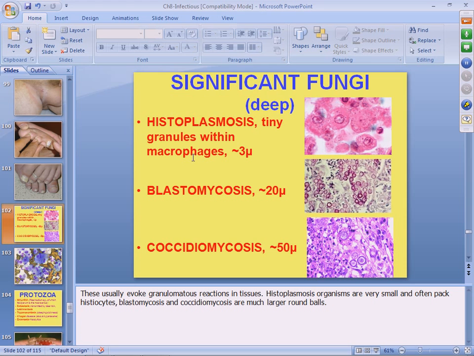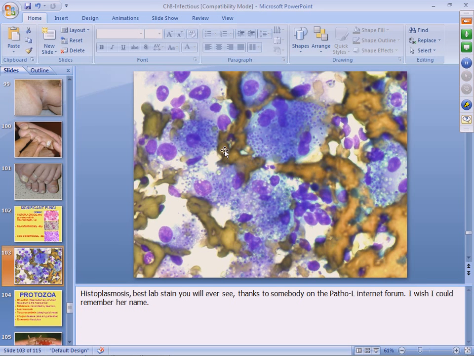Here's a picture that somebody sent on one of the internet forums that I belong to, a pathologist forum. Even though you may go to a nice textbook or Google something that shows the organisms, I've never seen one as beautifully demonstrated as this. These are macrophages or histiocytes, and the histoplasmosis organism is just a very tiny fraction the size of a nucleus. It's only a couple of microns, causing a sort of fuzzy pattern.